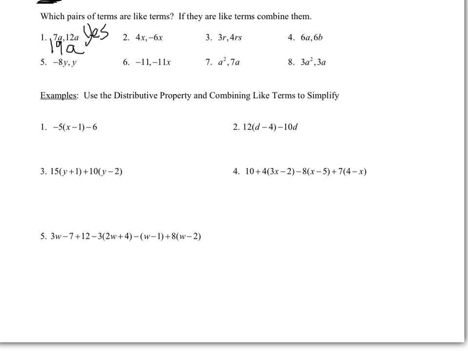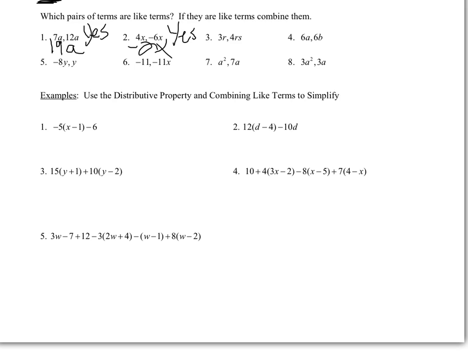All right. Number 2, 4x and negative 6x. Are those like terms? Yes, they are, because they both have just x. And we would add the coefficients, which would be 4 plus a negative 6, which would give us negative 2. Negative 2x. All right, the x stays the same.